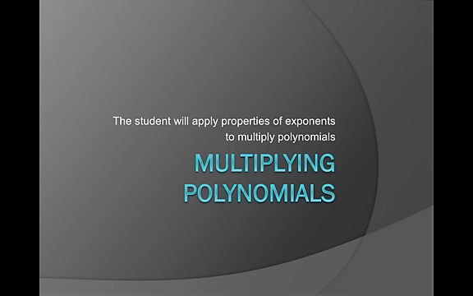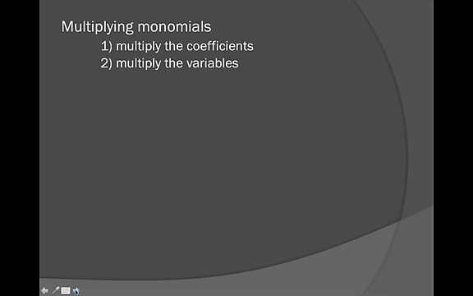We're going to take all of those properties about exponents that we have been using, and we're going to use them to multiply polynomials. All right, so first we're going to take baby steps. We're going to start by multiplying monomials. So what we're going to do is multiply the coefficients, then multiply the variables. So let's take this step by step.